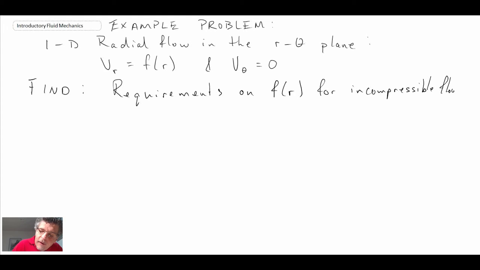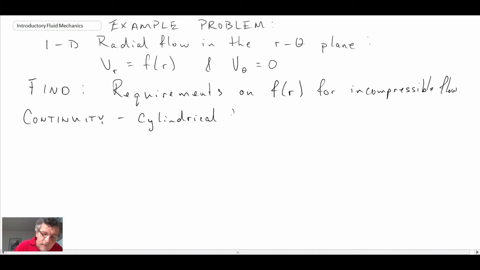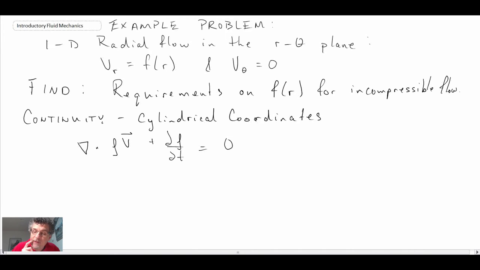All right, and what do we mean by requirements? A functional relationship. We know V theta is zero, so we're going to start off by looking at the continuity equation for cylindrical coordinates. That was del dot rho v plus partial rho partial t equals zero. Now we said that it was incompressible flow, and consequently density is equal to a constant. The time rate of change term disappears, and we are left quite simply with del dot v equals zero. That's continuity for incompressible flow.